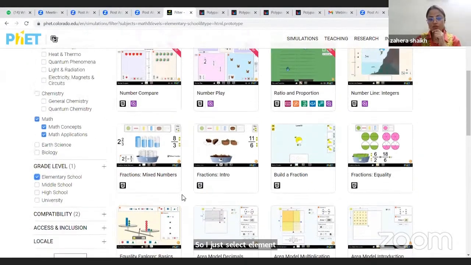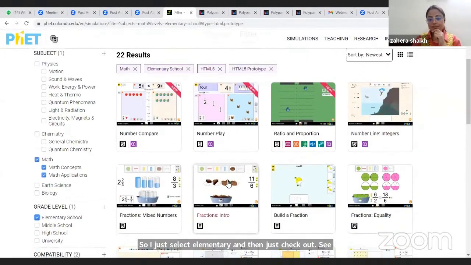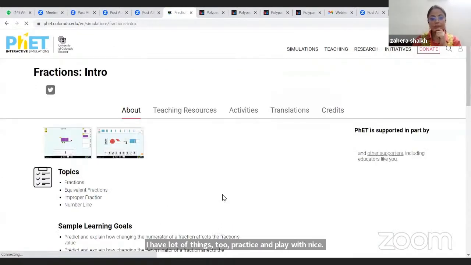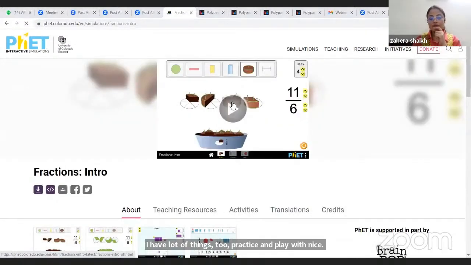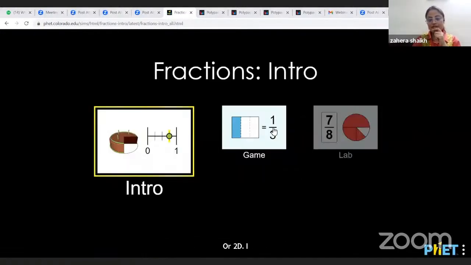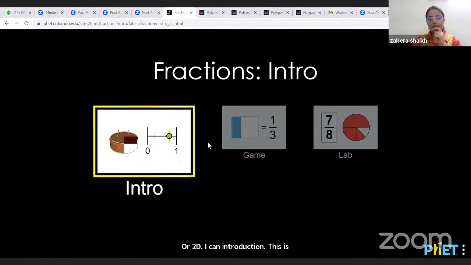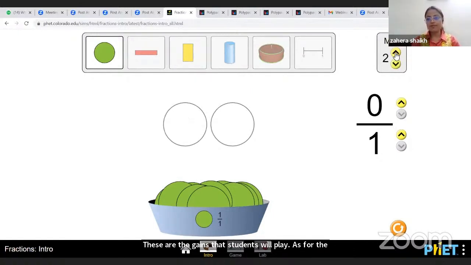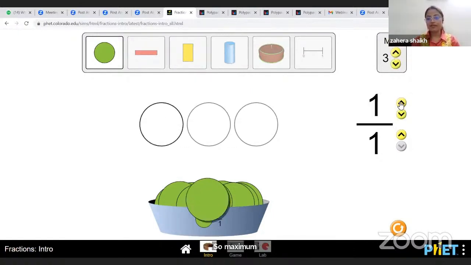See, I have a lot of things to practice and play with, right? This is my fraction. So I can teach or I can learn the fraction using different shapes, whether it's 3D or 2D. I can do an introduction. This is a game, and then lab activities are also there, and these are not meant to be done by the teacher. These are the games that students will play as per the level that they gain after completion of each level, right? So maximum, okay, 3.